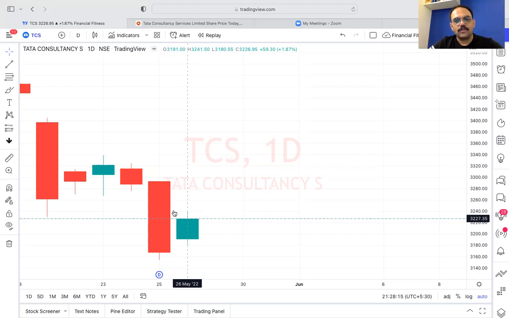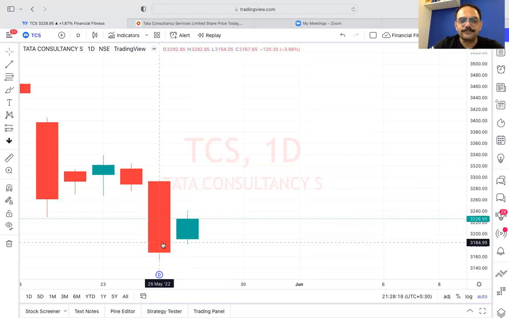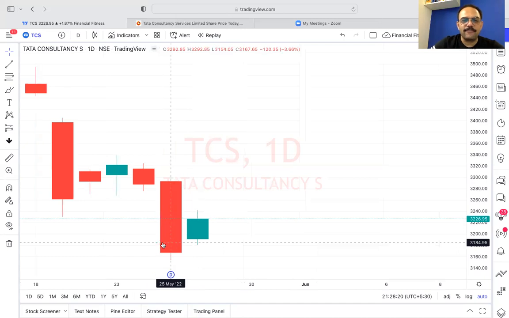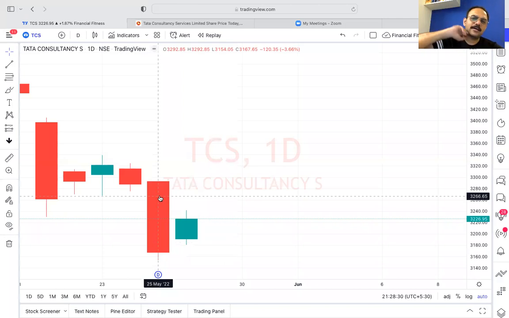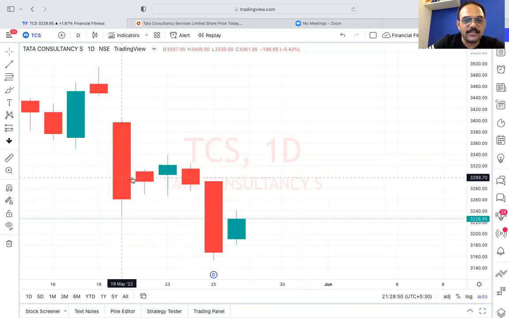Now tell me what happened on this day? What happened on 25th May? Open was higher, close was lower. Yes, always start with the close. It closed lower than the open price. Closed less than the open. Yeah, Prasanna, very good. So in short, C less than O. Great.